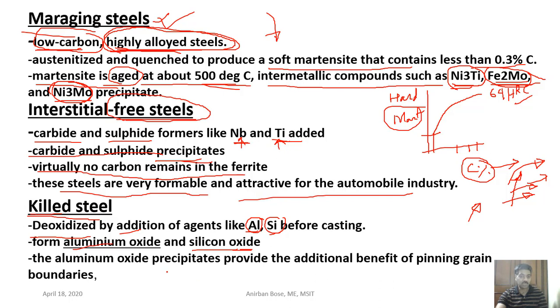And aluminum oxide precipitates and provides an additional benefit, and that is pinning the grain boundary. So you will get a fine grain structure, and it's a very strong, good structure. You will get very good strength in this killed steel. Okay.